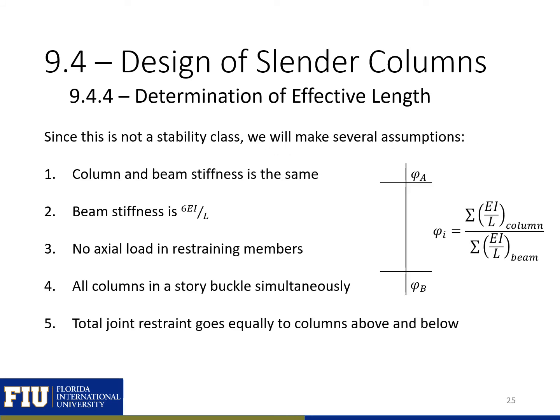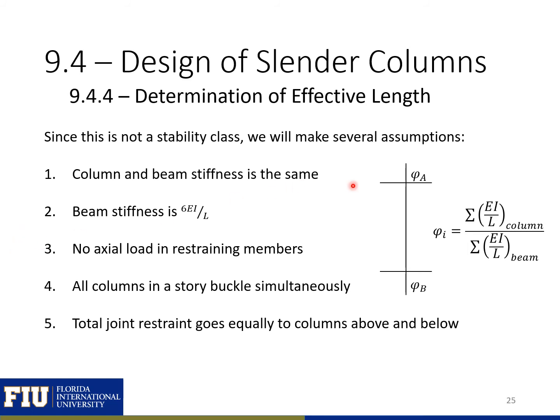There are a number of assumptions that go into this equation. Since this isn't a stability class, we're going to need to make several assumptions. The first is that our column and beam stiffness is the same. Second, our beam stiffness is 6EI over L. Third, we have no axial load in our restraining members.